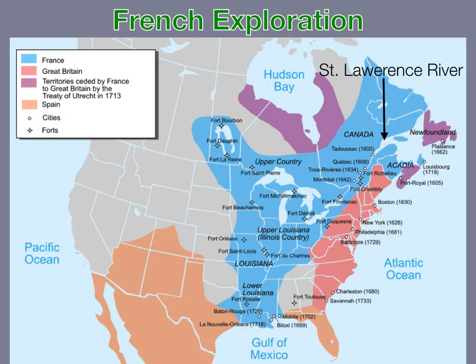A French explorer by the name of Samuel de Champlain takes ships and goes from France and starts to explore the New World. Samuel de Champlain starts up north near Newfoundland and along the St. Lawrence River, where you can see an arrow pointing here. The St. Lawrence River flows down through Canada into the United States. And then the Hudson River actually meets it, and the Hudson River flows through New York out into the Atlantic Ocean.